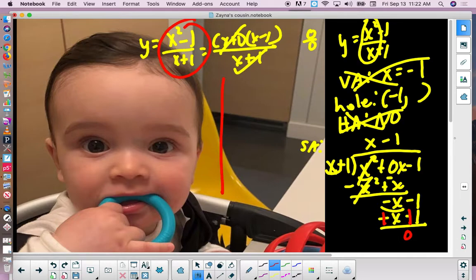All right, so how do you know where the hole is? There's two ways you can know where the hole is. One way is you can go to table like we did in our first investigation. Table's not very helpful because if you fill in -1, it's going to say error, right? But couldn't you fill in -0.9999? Let me show you real quickly.